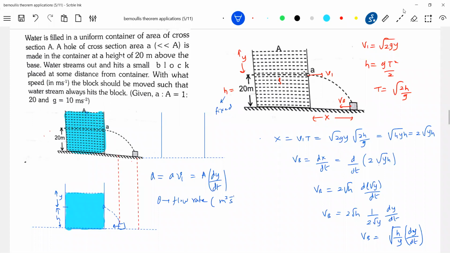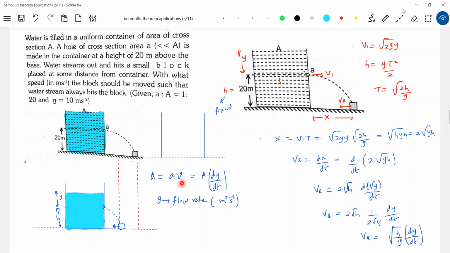Meter cube per second. What does it mean? The amount of liquid emerging per second. So what amount of liquid emerges per second here, that much of liquid per second should decrease in the container. That's what we say, flow rate. So now area of cross section into velocity of efflux, a into V1, should be equal to capital A into dy by dt. Why dy by dt? Decrease in level of liquid into area of cross section.